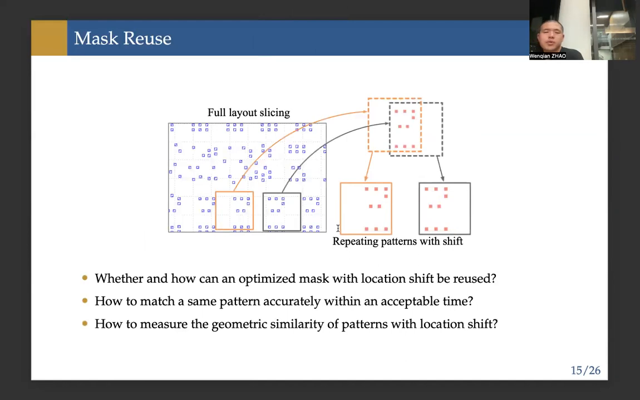Okay, and also for the mask reuse, as I said, the first thing we do is manually slice the design into patches. However, even for the same patterns, there will be some pattern shift. So there are some questions here. The first is whether and how the optimized mask with local shift can be reused. The second question is, even if the answer is yes, how to match the same pattern accurately within an acceptable time, because the whole idea is about speeding up. The third question is how to measure the geometric similarity of patterns with local shift.